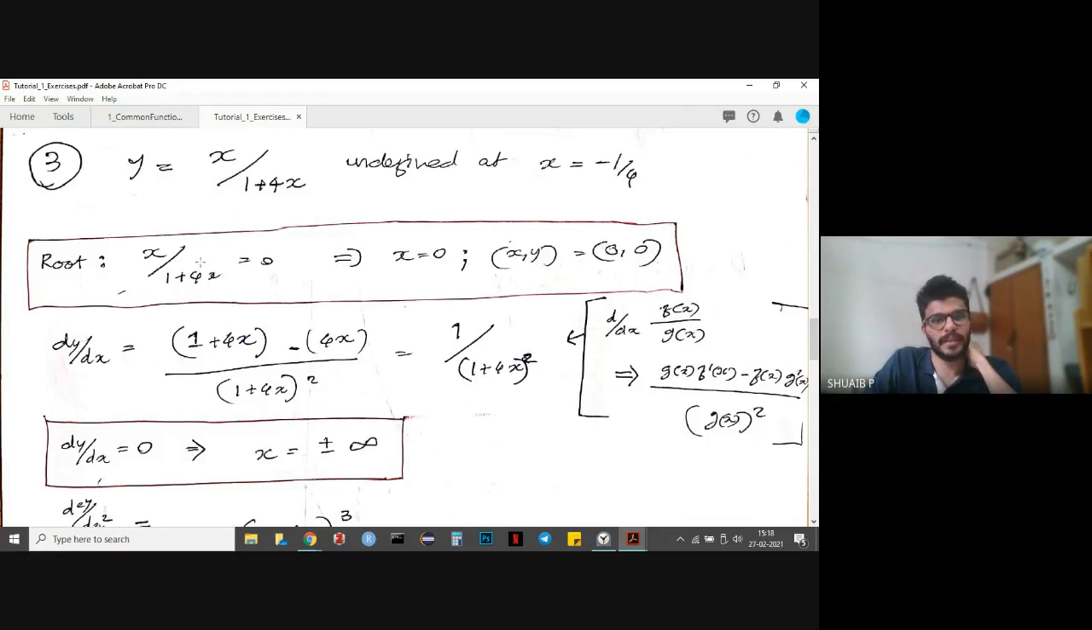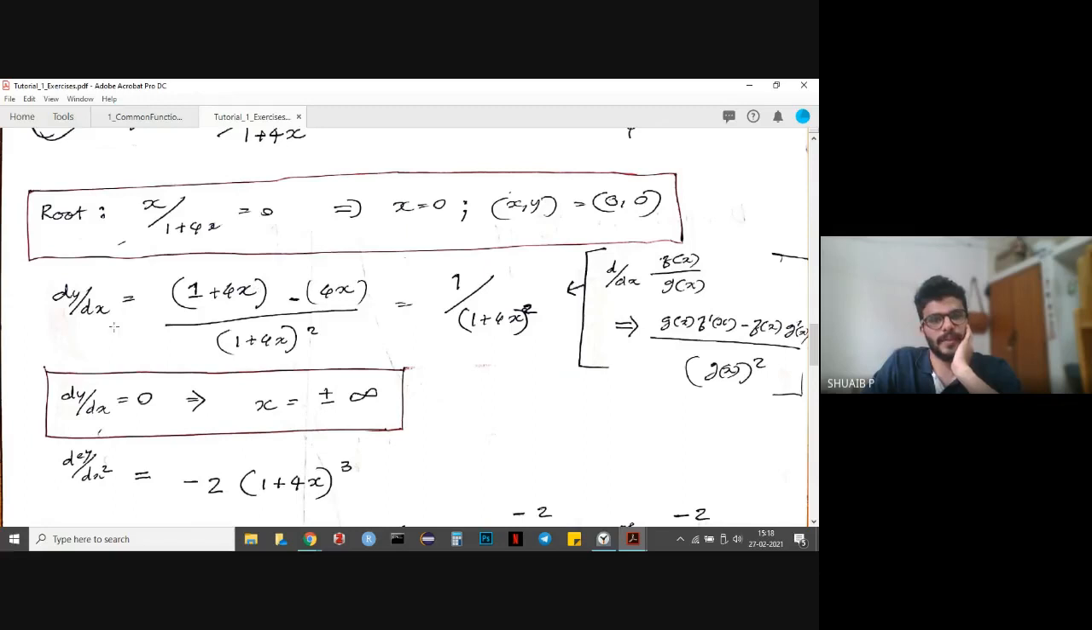And we can get the root to be x equal to 0. So this function will be 0 when x is equal to 0, since the denominator can't become zero there. At the instant when x is equal to 0, this function becomes 0. So the root will be (0, 0).